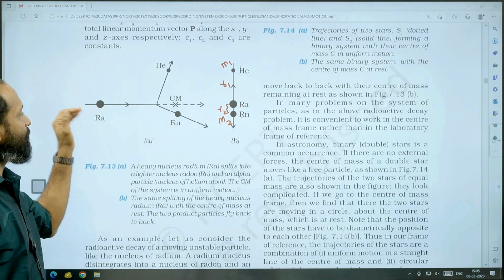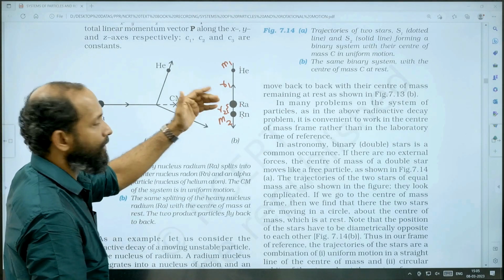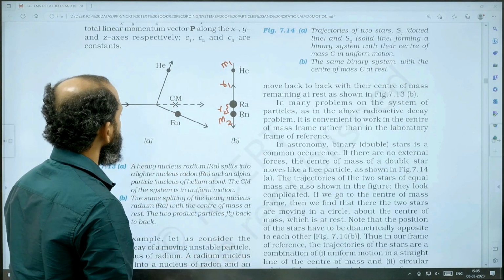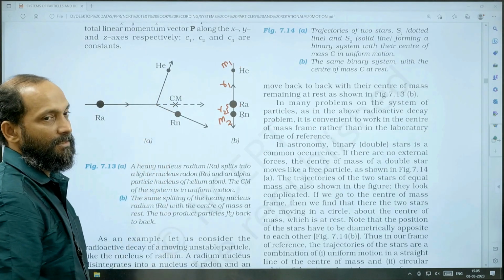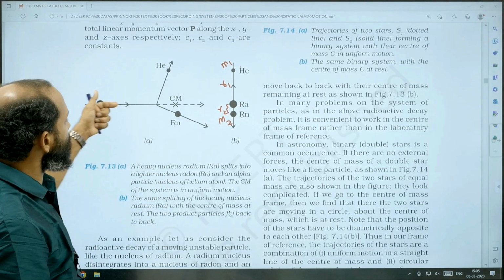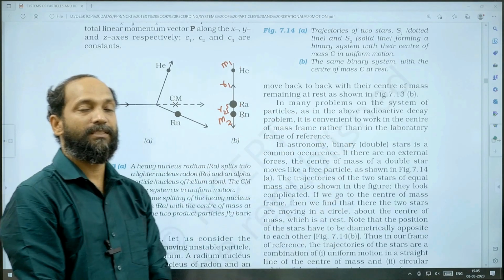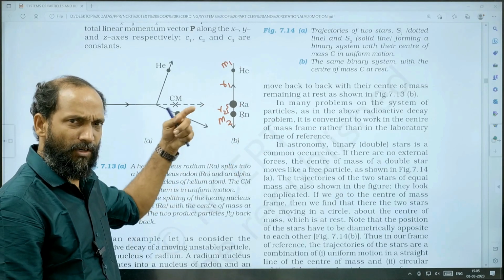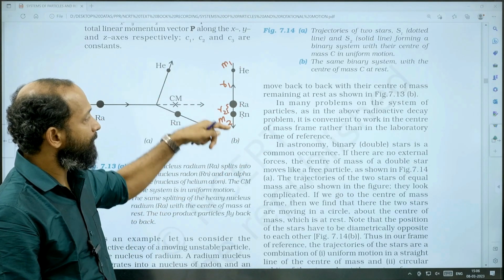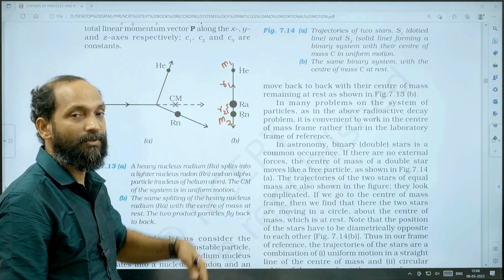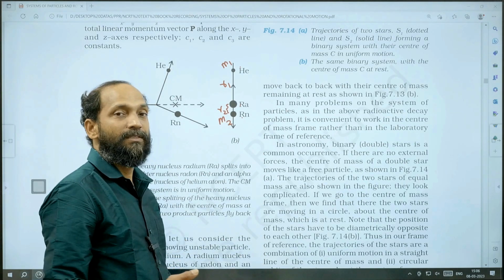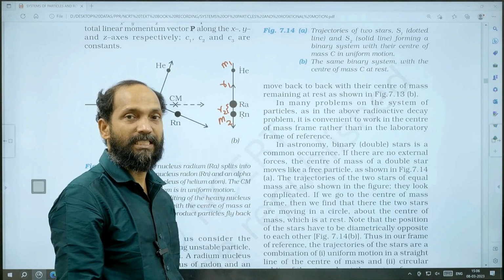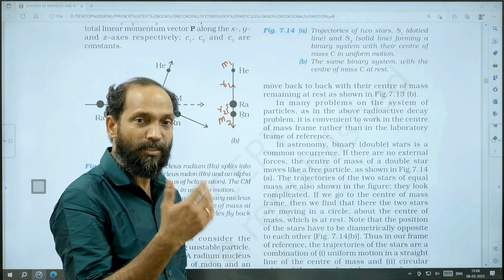Here radium is moving initially with constant speed. While radium is moving, it undergoes decay into radon and helium. Now the center of mass is moving with constant velocity after the decay process. But in the next case, radium was at rest. After the decay process, helium and radon will move in such a way that the center of mass is at rest after the process also. Before the process it was at rest.